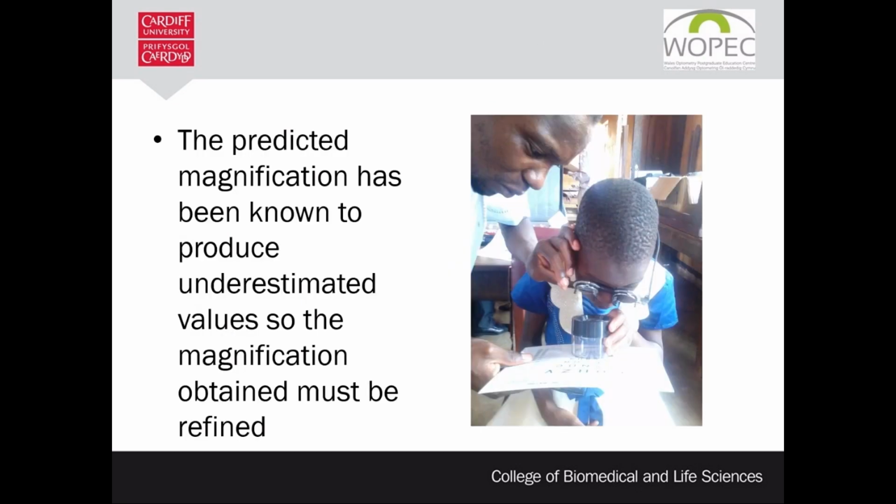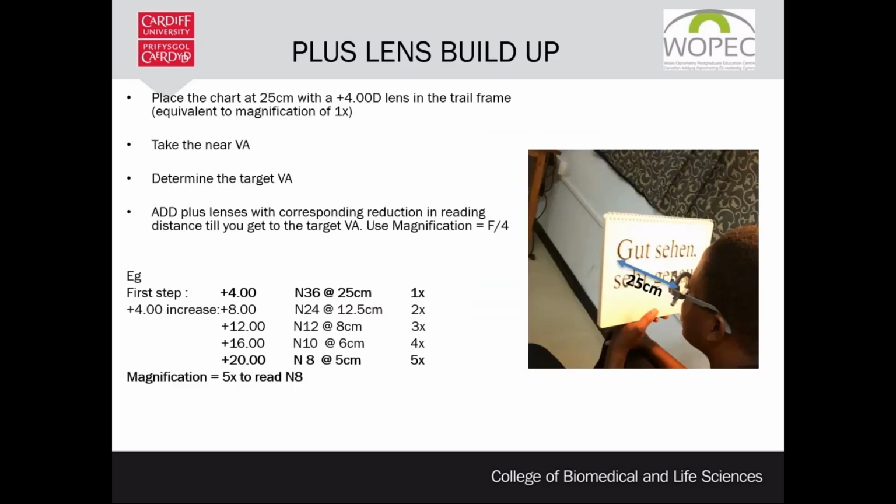The predicted magnification has been known to produce underestimated values. Therefore, the magnification result obtained may need to be refined a bit. The second method is the plus build-up method. It is a great method because you really don't do a lot of calculation. It's like finding a near add, but this time you push the limit.